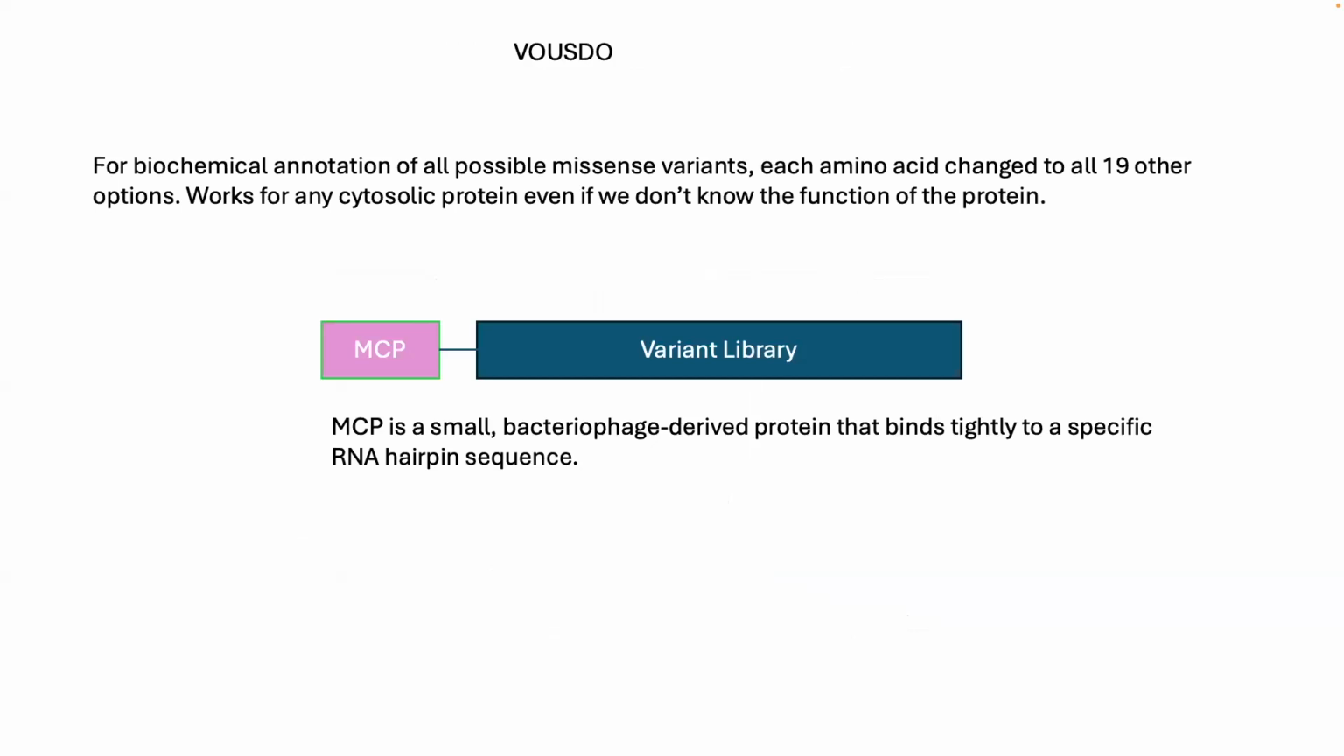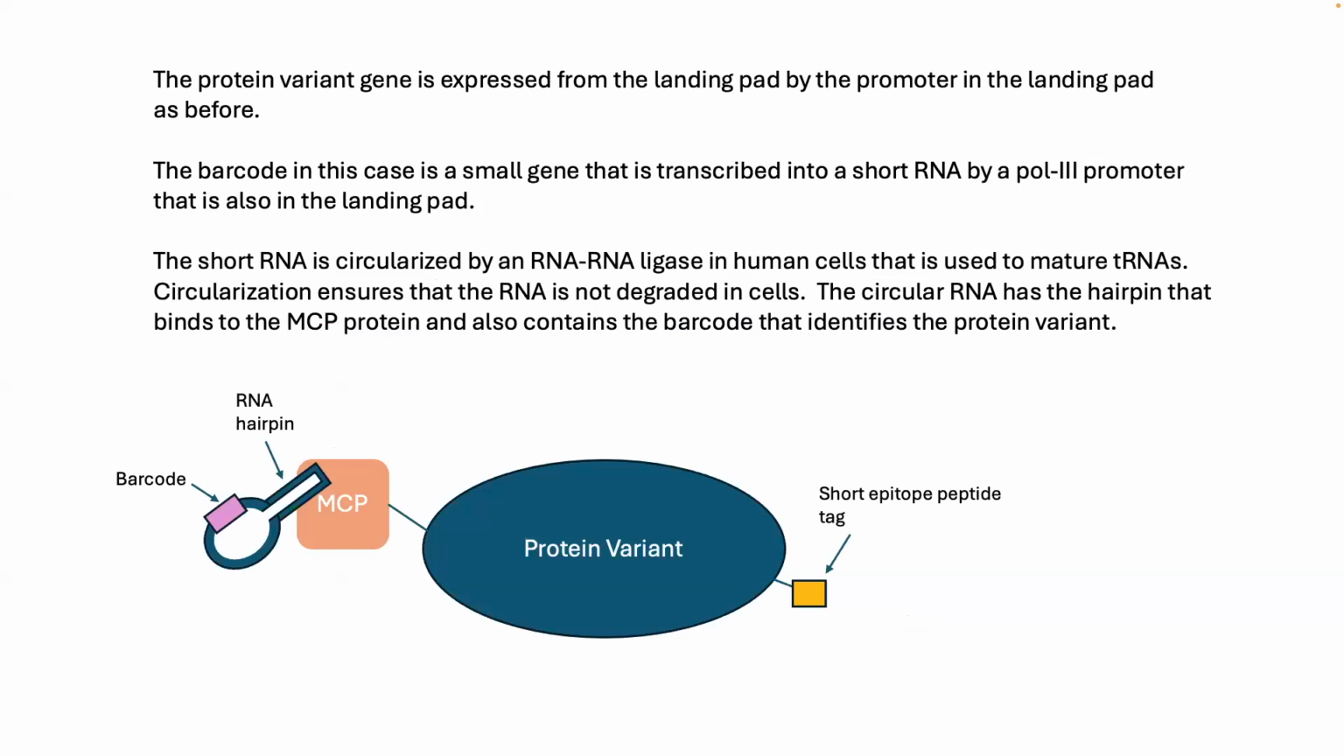Here we fuse the variant library to something called MCP. What is MCP? This technique is really cool. We have the protein variant. On the C-terminus is a little peptide tag that we can pull down this protein with an antibody that binds selectively to that peptide. On the left side of the protein, on the N-terminus, we have MCP, which is a bacterial protein that binds a double-stranded RNA hairpin. The barcode in this case is made as a mini RNA. We circularize it inside cells so that it's not degraded. You know, single-stranded RNA is degraded in cells, but we circularize it using a ligase inside these cells that makes a circular RNA that's not degraded. It has the barcode in it, which is in pink, and it has the RNA hairpin that binds to MCP.